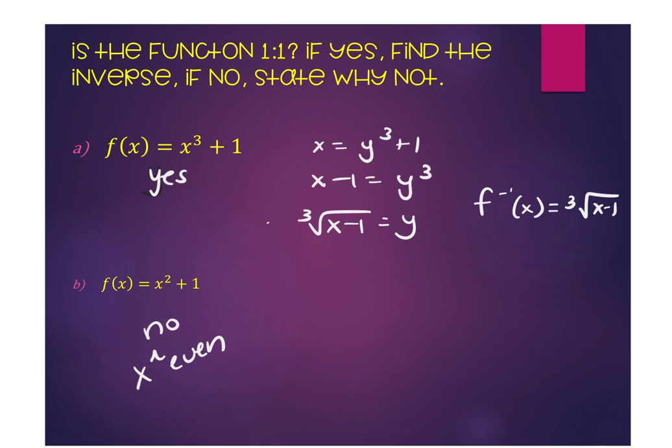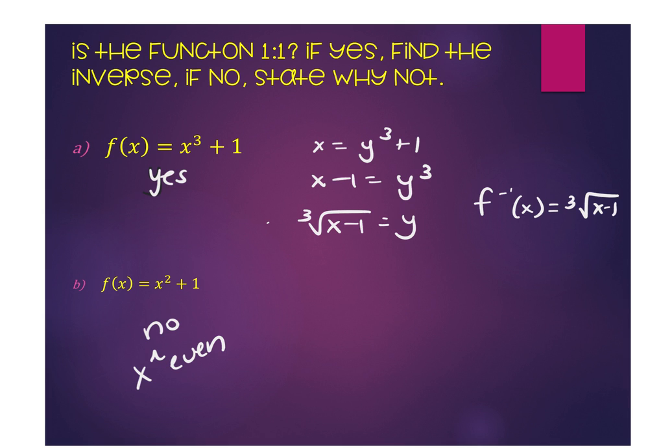What's the test when you're looking at an equation? What's the test to see if it has an inverse? What are you looking for? If the x is raised to an even power or an absolute value. So A does not have that problem, right? A, that's raised to an odd power. So it is 1-to-1, which means it has an inverse.